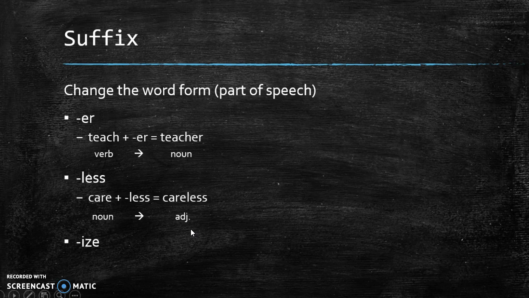And the final example, ize, or eyes, is a suffix that we add to the end of a word. For example, we have the word final, we add ize to it, and we get finalize. So we have a word which is an adjective, final, we add ize, and it turns it into a verb.